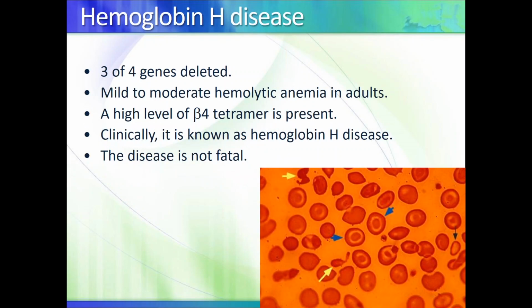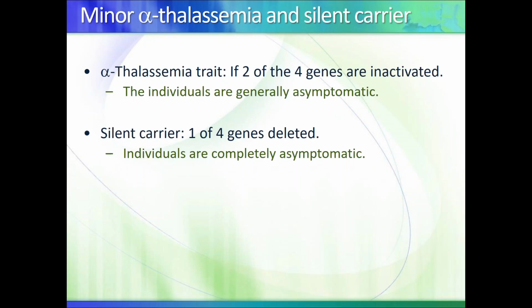Okay. Hemoglobin H disease is characterized by the formation of HbH. Basically, HbH disease is when 3 of the alpha genes are deleted. That causes mild to moderate hemolytic anemia in adults. You have a high level of HbH in these cells, and the disease is not fatal. Now, you have 2 other conditions that are really minor or even asymptomatic. The minor condition is known as minor alpha thalassemia. That's when you have 2 of the alpha genes inactivated or deleted, so individuals are asymptomatic. And we have a silent carrier when 1 of the genes is deleted.